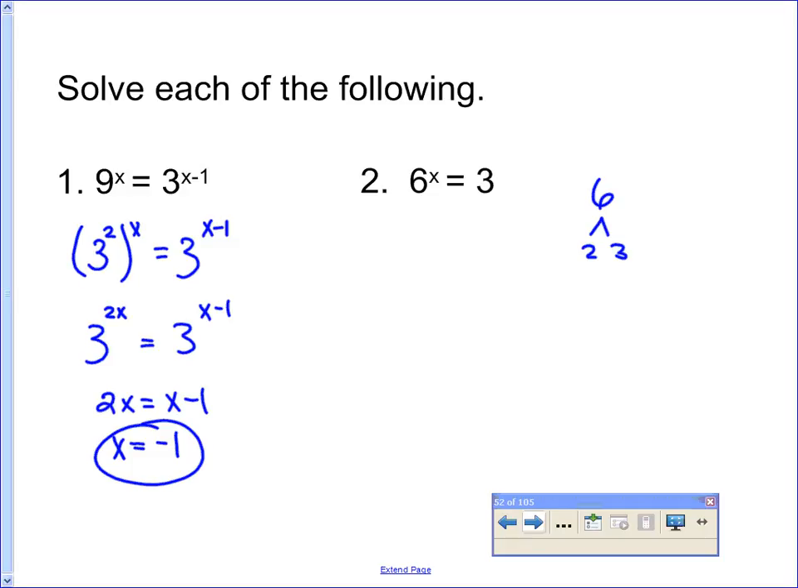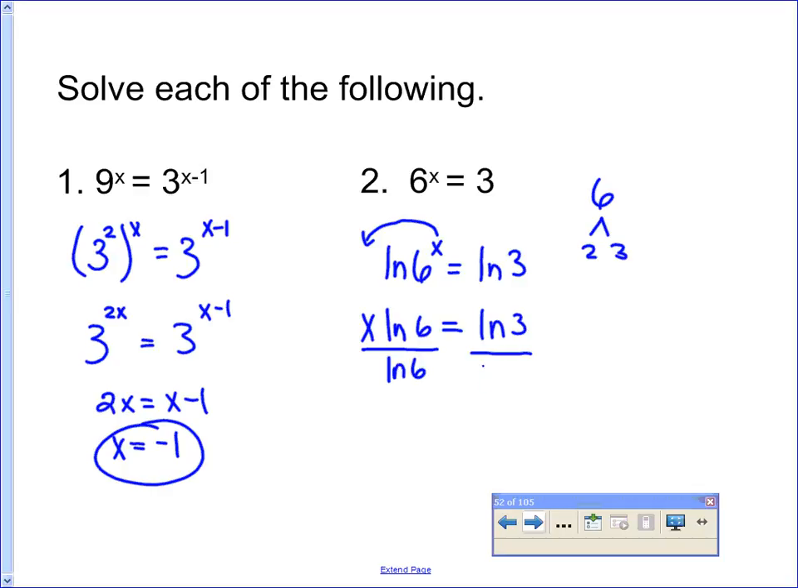So maybe we'll try taking the natural log of both sides. And so when I do that, I get this, and then I can take my x, move it out front, and then divide both sides by the natural log of 6. And I'll need to use my calculator on this one to find out that x is going to be approximately 0.6131.